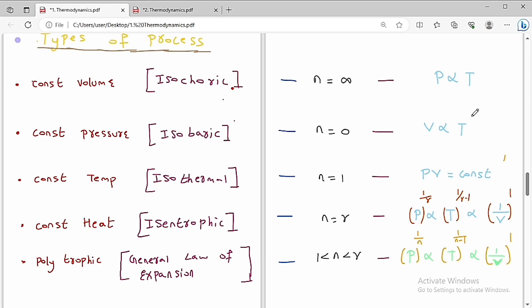So N into R is nothing but, I am going to assume both are constant. So I can assume it as a K also. N into R, I will try to assume it as a K. And K is constant, N is constant, and R is constant. Okay. So now let's go for the constant heat process.